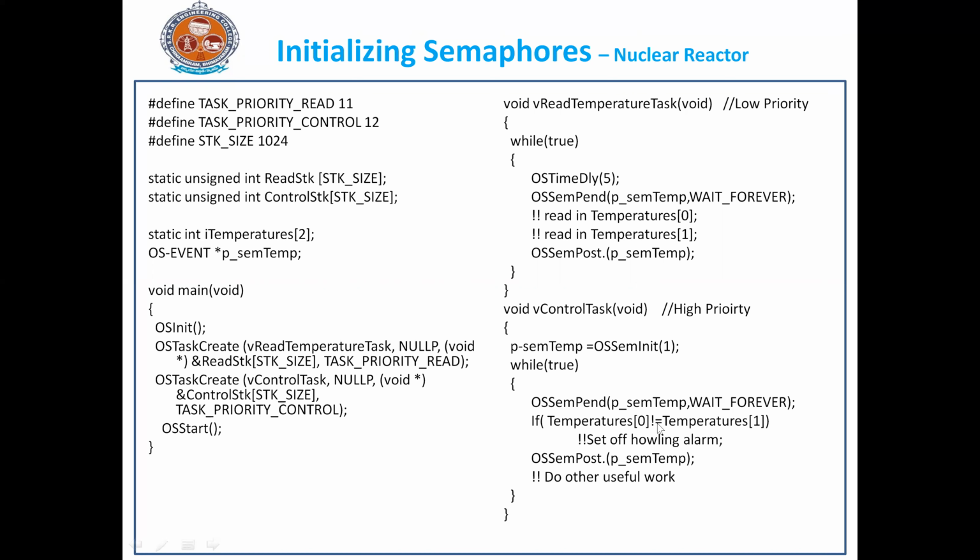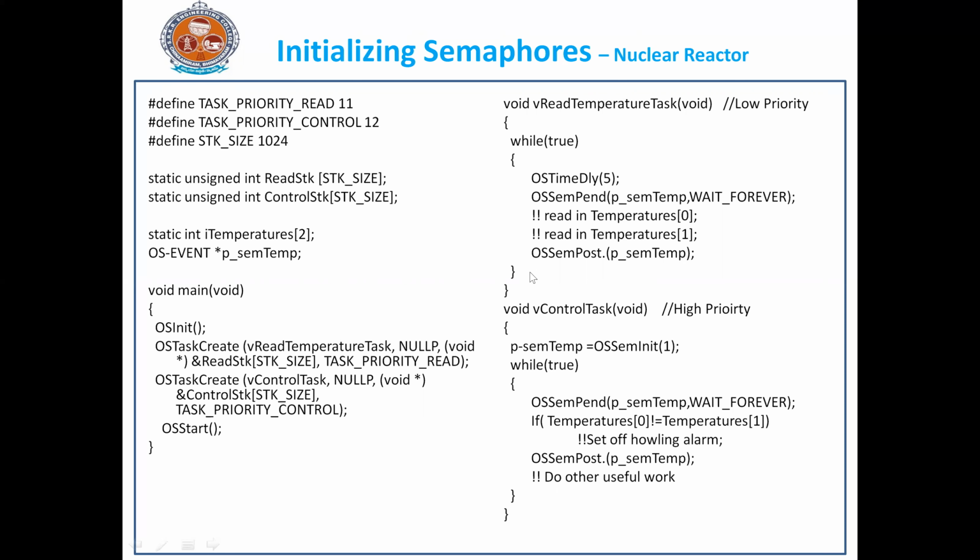Because this is shared data, these temperatures of 0 and temperatures of 1 are used by both tasks. Suppose you see here static int temperatures of 2. This is given as a static integer, as global. If it is global, it is stored at some fixed location in your memory, which means this variable can be used by the different tasks of your RTOS. So here we have two different tasks using it.